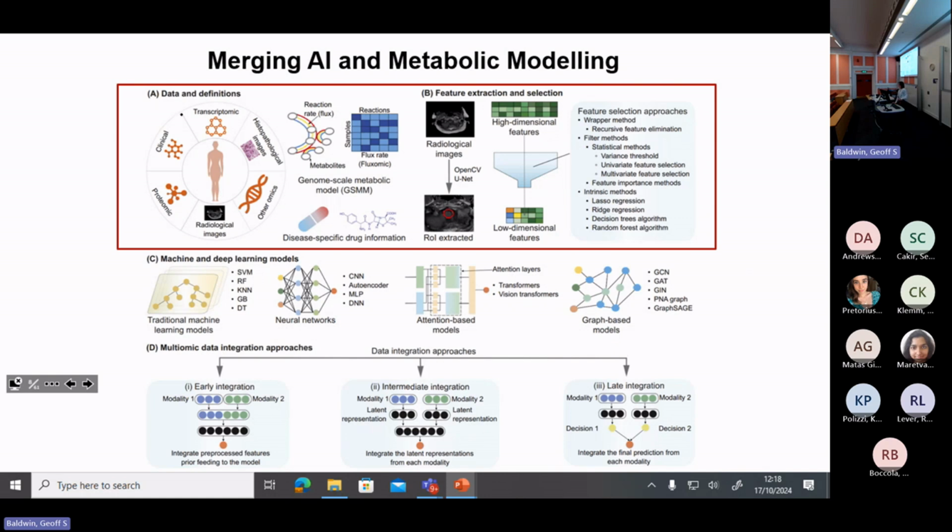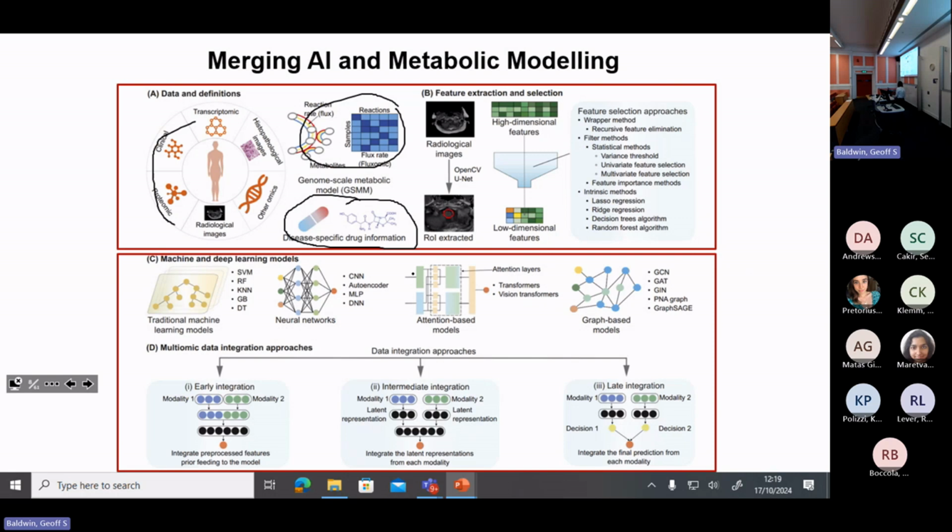So as I was mentioning before, we have lots of different data types that we can integrate. We have the metabolic knowledge, but we can also integrate some knowledge specific to the drug that we want to use. If we then work with images, we use some feature extraction methods to extract key features from those images. And then we move to the usual models. Now we're not really focusing on neural networks anymore. Usually we are now focusing on a more complex combination of neural networks, which are the attention-based models or transformers.